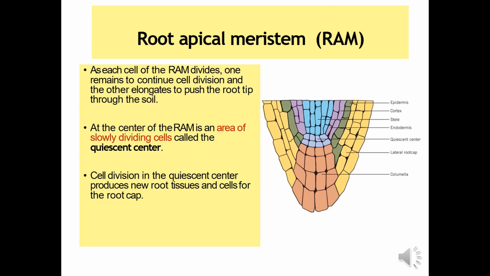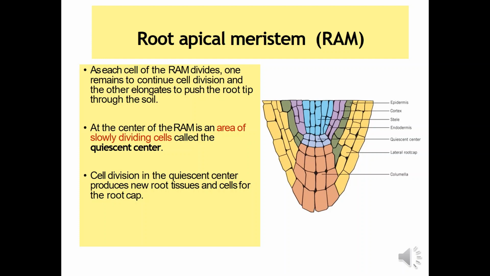If you look at the diagram, there is an illustration of the RAM, and you can see the part that we call the quiescent center. This quiescent center is the area with slowly dividing cells, in the center of the RAM. In this quiescent center, the cell division produces new root tissue. From the cells that divide, they produce root tissue and also the cells for the root cap. And you can see this quiescent center is above the columella and below the endodermis.